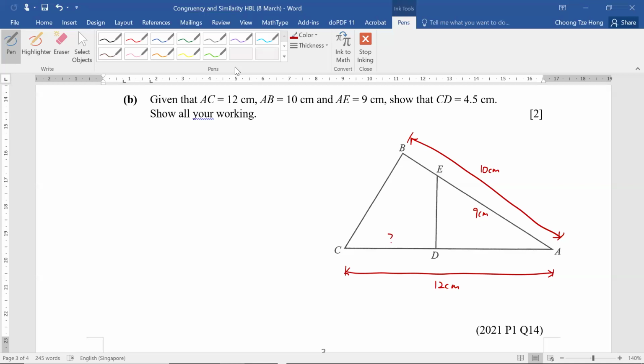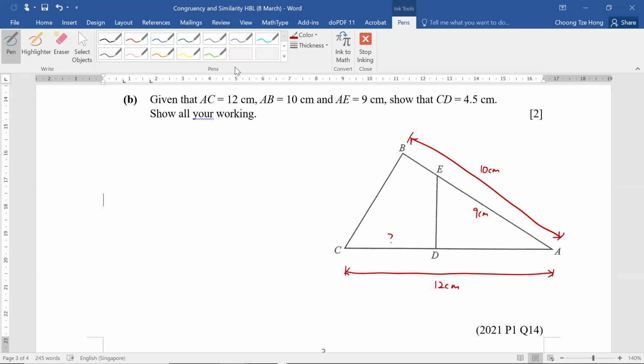So over here, you need to think about this. The length CD is not part of the big triangle. It's not directly a side in the big triangle, neither is it directly a side in the small triangle. Which means that we can't find it directly by using the concept of the ratio of corresponding sides being equal for similar triangles.